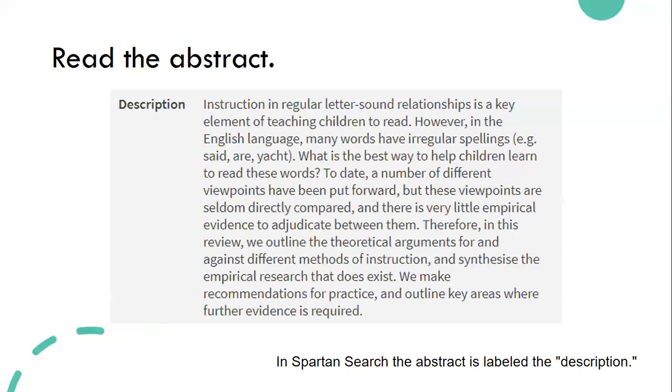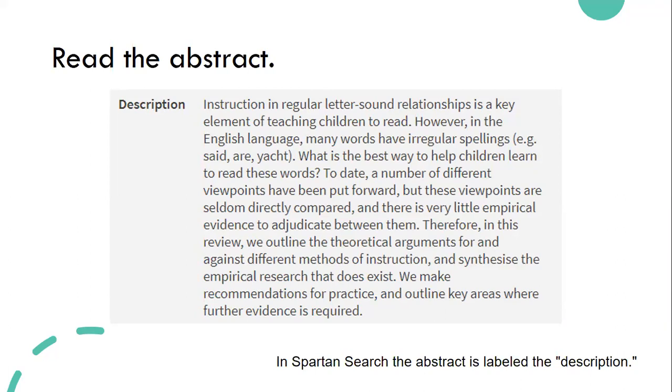And then if I were to click on this article, I would be able to scroll down and read the abstract. In Spartan Search, this is labeled as the description. That short introduction to the article is really a good place to start, because when you're searching, it really slows the process down if you have to open every single article to take a closer look.